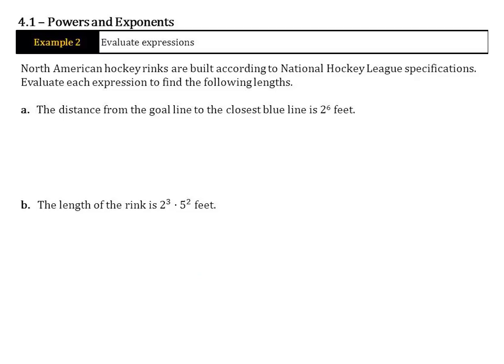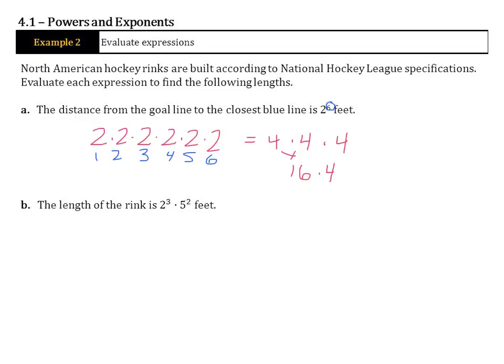Well, what is 2 to the 6th? It's 2 times 2 times 2 times 2 times 2 times 2. I have 1, 2, 3, 4, 5, 6 2's there, representing the little 6 there. Well, 2 times 2 is 4 for that 2 times 2. This 2 times 2 is 4, and the last 2 times 2 is also 4. 4 times 4 is 16 times 4, and 16 times 4 is 64. So, 2 to the 6th equals 64.